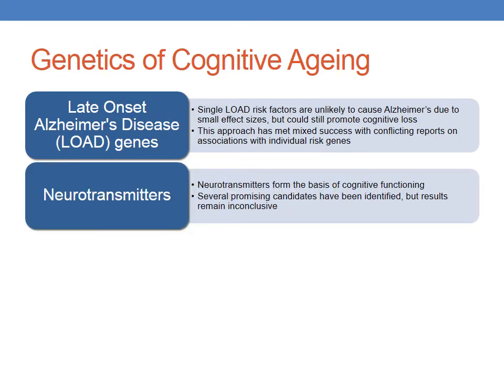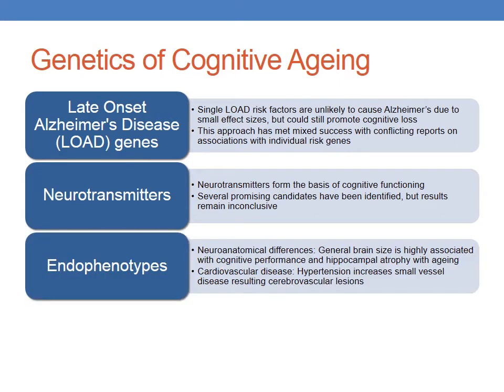So another approach is to look at neurotransmitters, as these form the basis of cognitive functioning. And this has identified several promising candidates, but the results for the majority of these remain fairly inconclusive. You can also look at endophenotypes, as they represent a more quantifiable measure that occupies a space between genetics and the disease phenotype you're looking at.